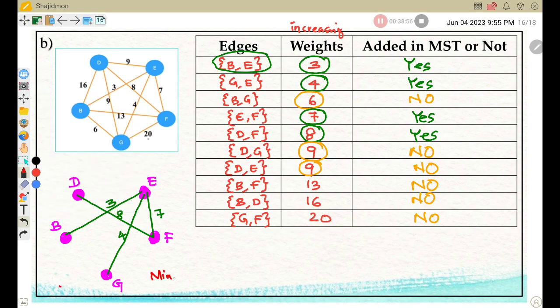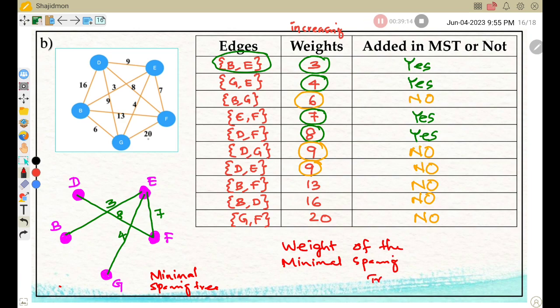This is the minimal spanning tree. Okay, now we need to calculate what is the weight of the minimal spanning tree. Weight of the minimal spanning tree equals, just add the weights here: 3, 8, 4 and 7, correct? So 3 plus 4 plus 7 plus 8. You will get the number equal to 22. That is the weight of the minimal spanning tree.